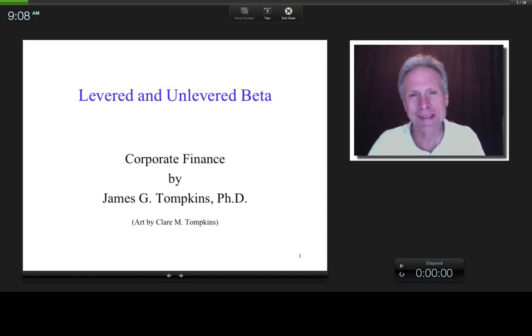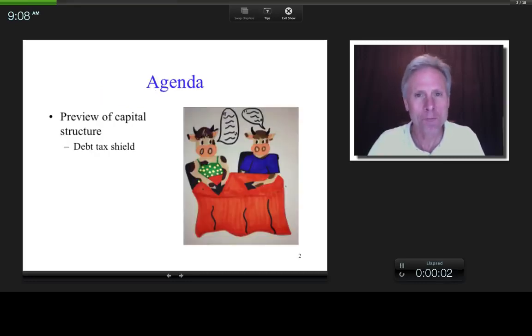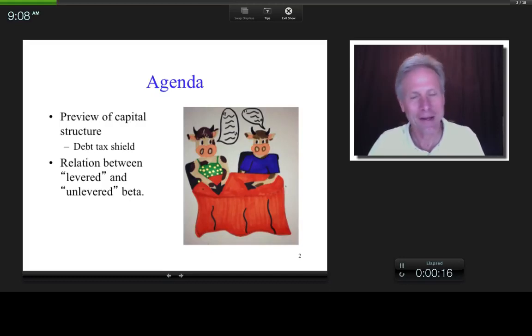Here I'm going to talk about the relationship between levered and unlevered beta, and of course as I proceed I'll explain what I mean by all of that. As an agenda, I'm going to start off with what's known as the debt tax shield, and the reason I'm even going to get into the debt tax shield is because it's necessary to use the debt tax shield in developing the relationship between levered and unlevered beta, which is the goal of this mini lecture, if you will. So I'll tell you a little bit later what I mean by the relationship between levered and unlevered beta, but I'm going to start off with debt tax shield.